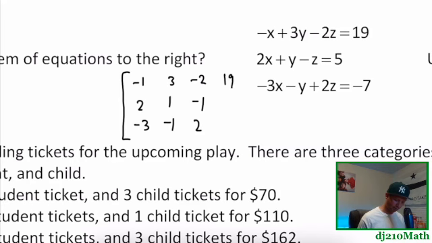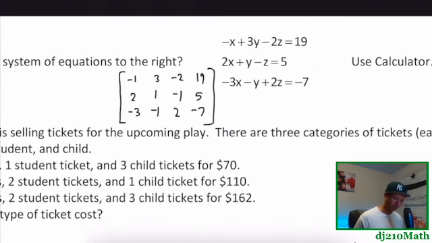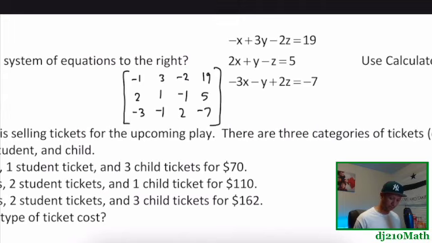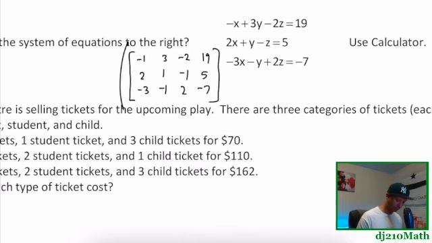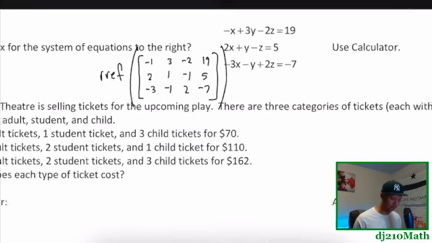19, 5, -7. All the X's, all the Y's, all the Z's were lined up. I should have mentioned that. We take our matrix, turn the system into a matrix, put it into a calculator, RREF, and we're going to look at the very top row that comes out, the top right number.